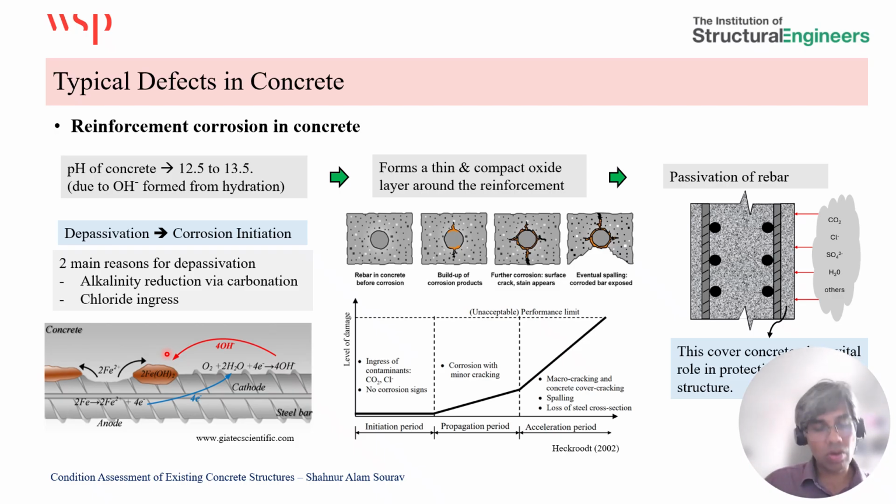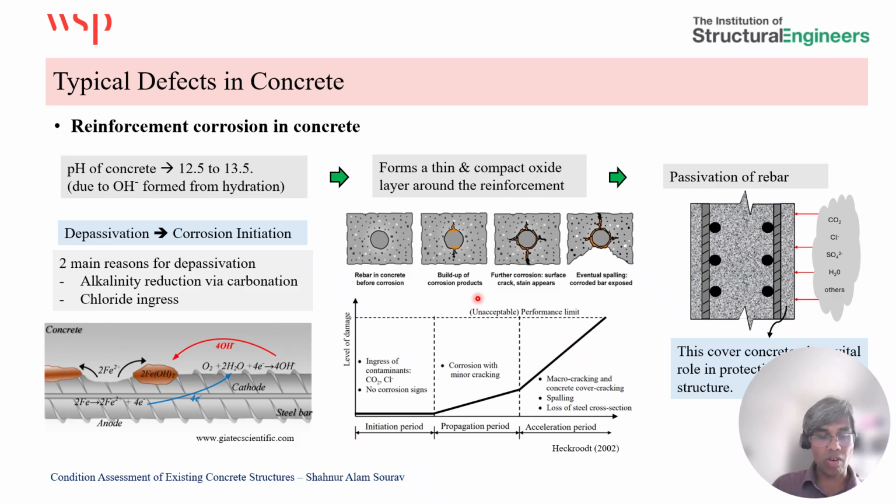I should say the corrosion reaction. So once this passive layer is destroyed around the reinforcement, the corrosion will initiate. This can happen either due to alkalinity reduction via carbonation, and it can also occur due to chloride ingress. So once sufficient corrosion product deposits onto the surface of the concrete, it will show this in the form of microcracking.